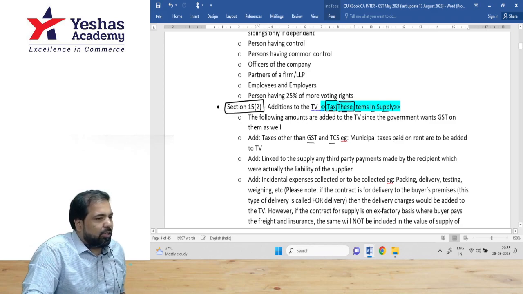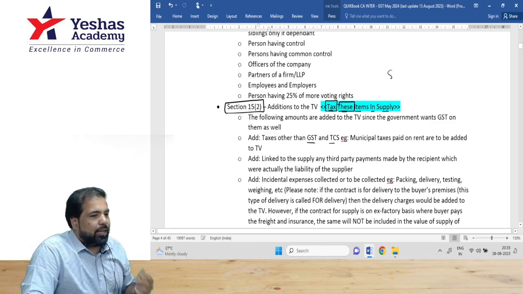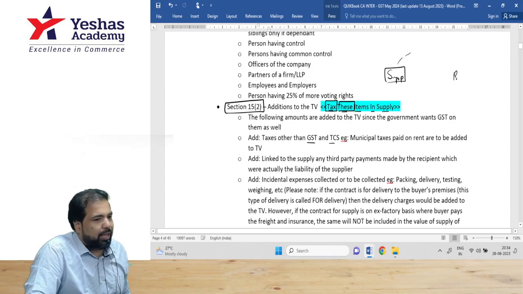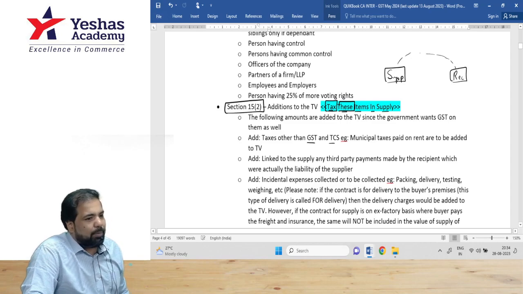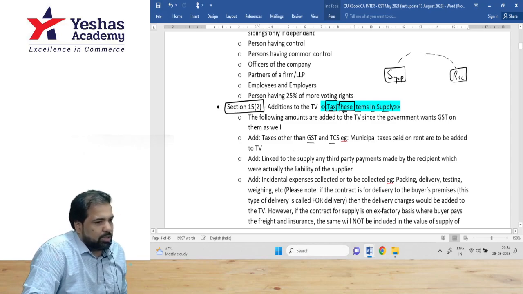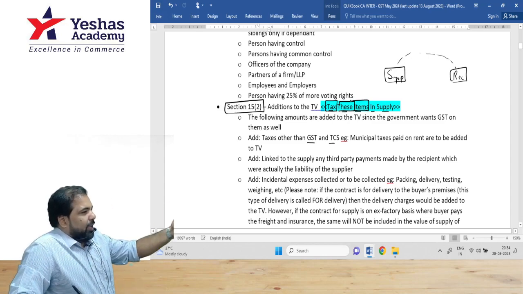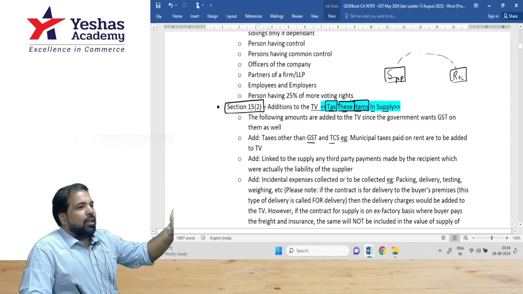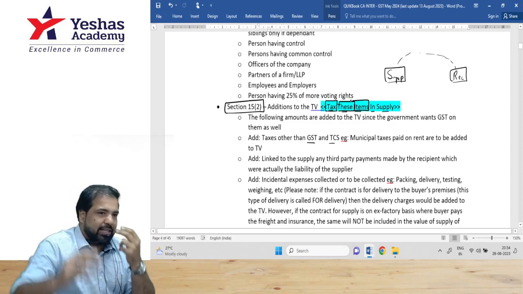Next, guys, any third party whose liability was it? He was supposed to pay, but who paid, guys? So then in that case, the recipient is giving an indirect benefit to the supplier. So add that also. That is called what? Third party. Next, incidental expenses: tracking, delivery, testing, installation, all that are incidental expenses.